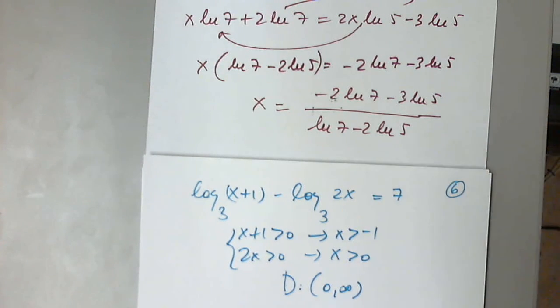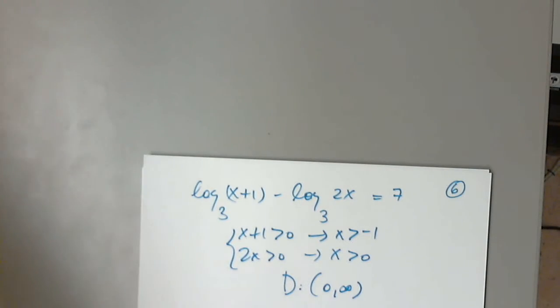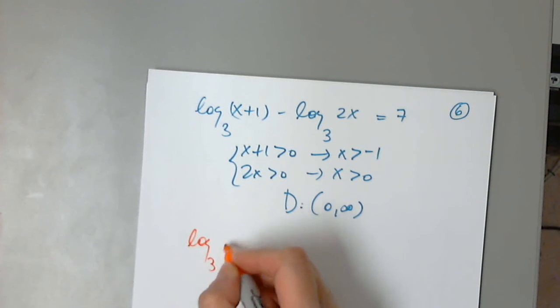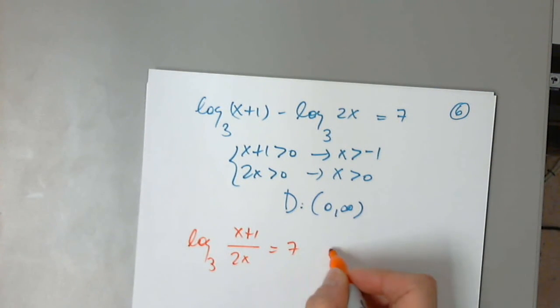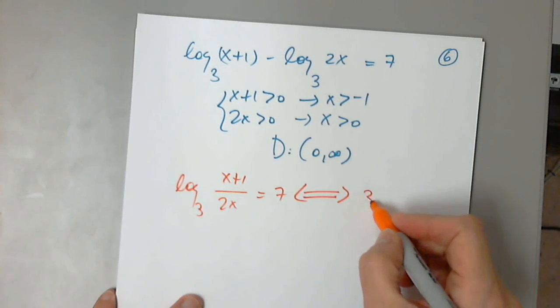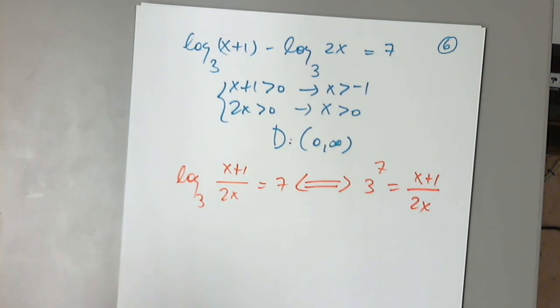Okay, so now I have to remember how to condense this. How do we condense it? The quotient. So this is log base 3 of x plus 1 over 2x equals 7. And from here, I will change this into an exponential equation. How do we change it into an exponential equation? 3 to the power 7 equals x plus 1 over 2x. And all we do is just cross multiply.